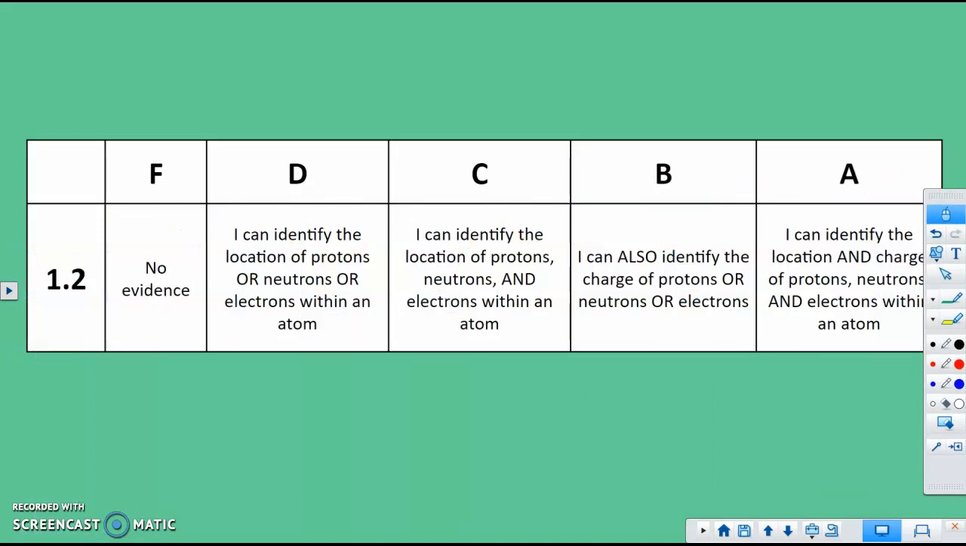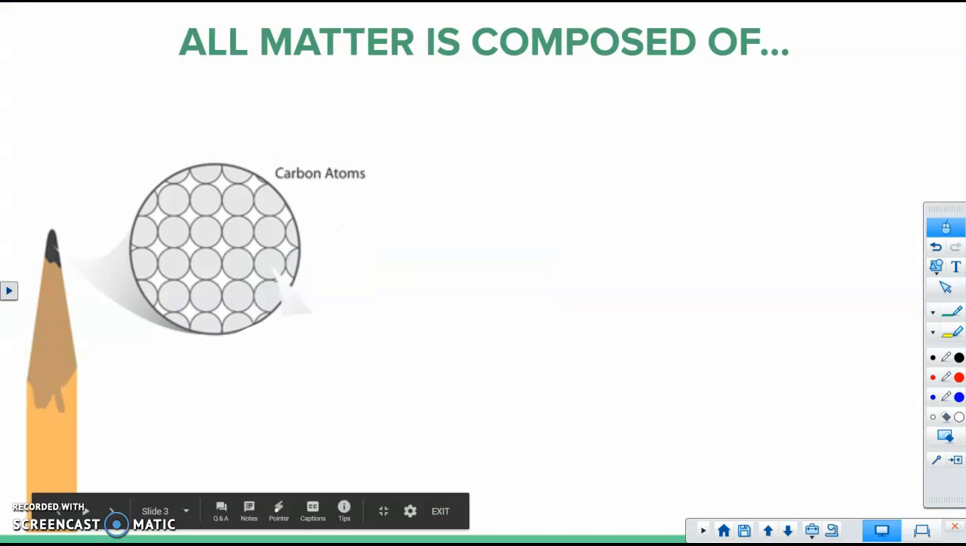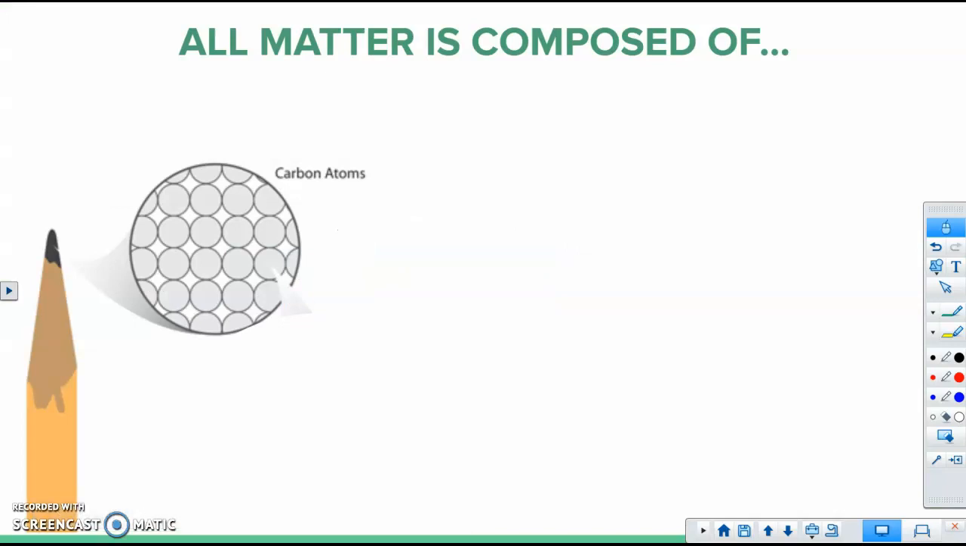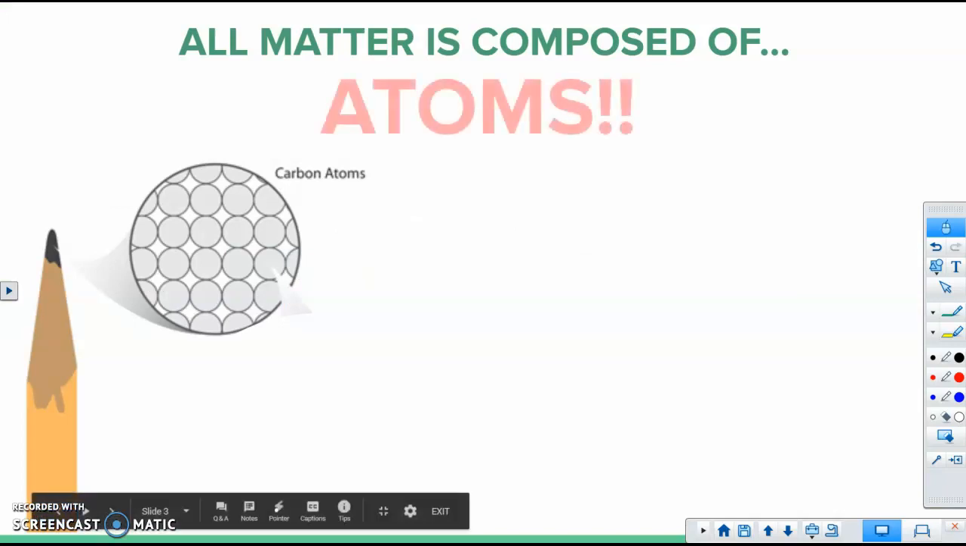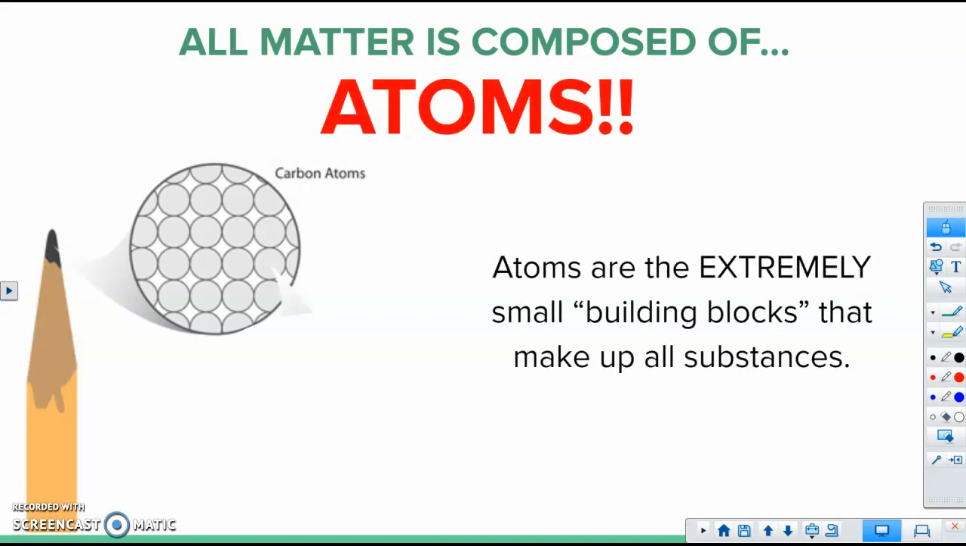So we're going to start with the idea of atoms, since we need to understand that before we know what protons, neutrons, and electrons are. You may have heard the term atom before, and you may even know that it is what everything in the world is made up of. It's the basic building blocks that make up all substances and materials in the world.